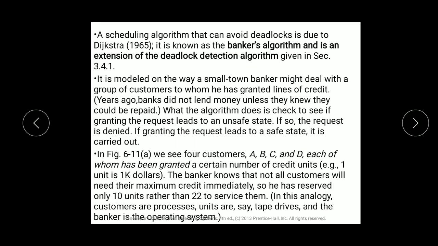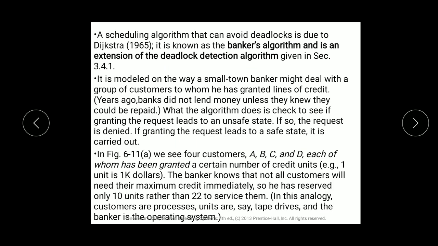So Banker's algorithm is basically an extension algorithm for the deadlock detection algorithm, and it was a solution to avoid the deadlock problem in 1965. It is modeled on the way a small town banker might deal with a group of customers to whom he has granted lines of credit. Years ago, banks did not lend money unless they knew it could be repaid. The algorithm checks to see if granting the request leads to an unsafe state. If so, the request is denied. If granting the request leads to a safe state, it is carried out.